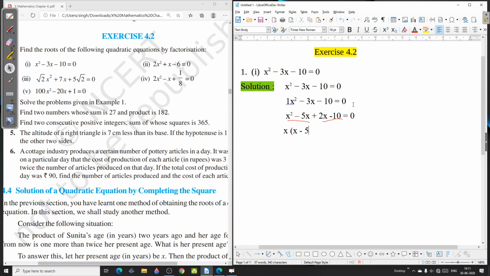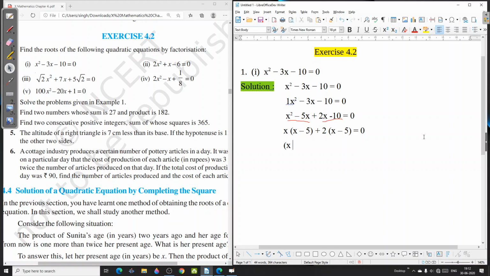Plus, from the remaining two terms, that is the third and fourth term, 2 is common. So the remaining will be x minus 5. So this is what we have got, and that is equal to 0. Now in this equation, in both the terms, x minus 5 is common. So take out x minus 5 common.